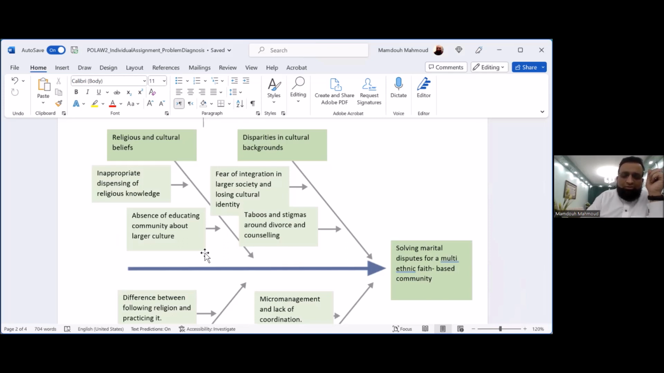You have taboos and stigmas around divorce and counseling. You are a majnoon if you go to counseling, and you are a bad woman if you divorce once or twice. Divorce 3 times means you are like a promiscuous woman or something. This is too much.